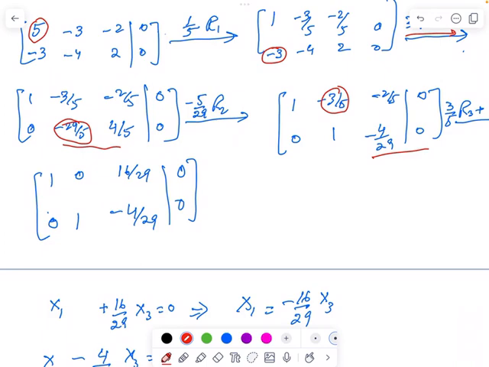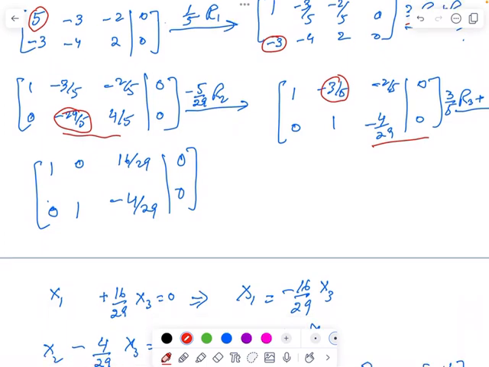So now you can see there is no pivot in the third row, and there is a free variable. So we say x3 is a free variable. So we expect that the system will be consistent, meaning there will be at least one solution.